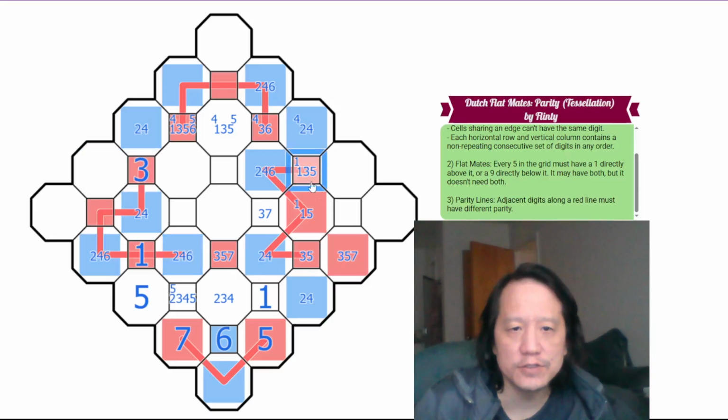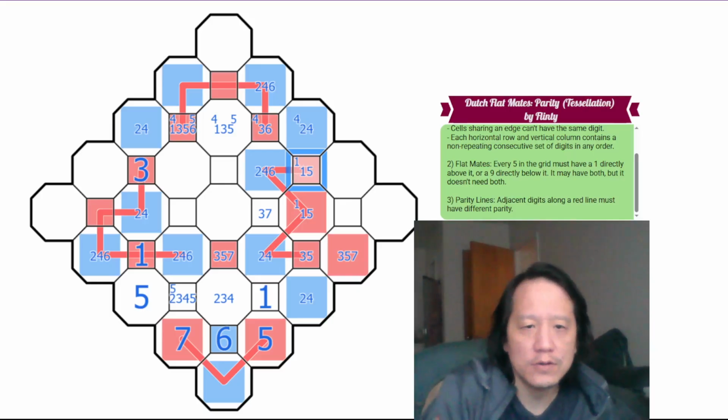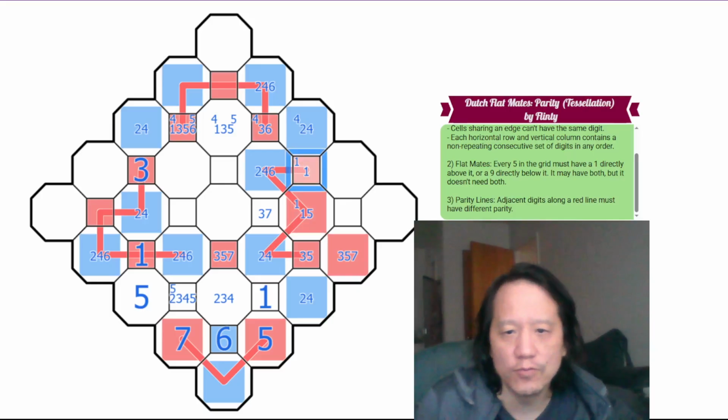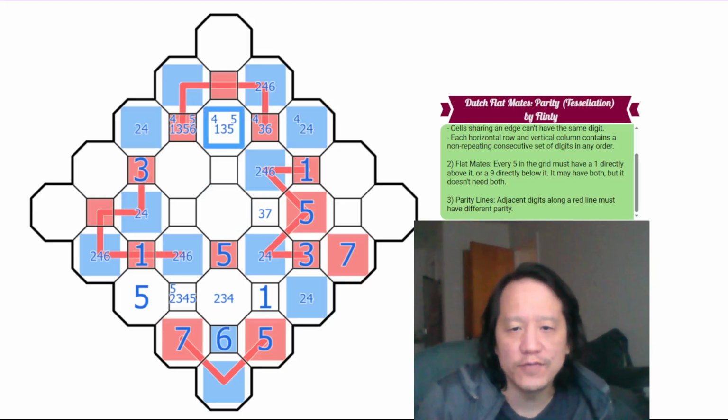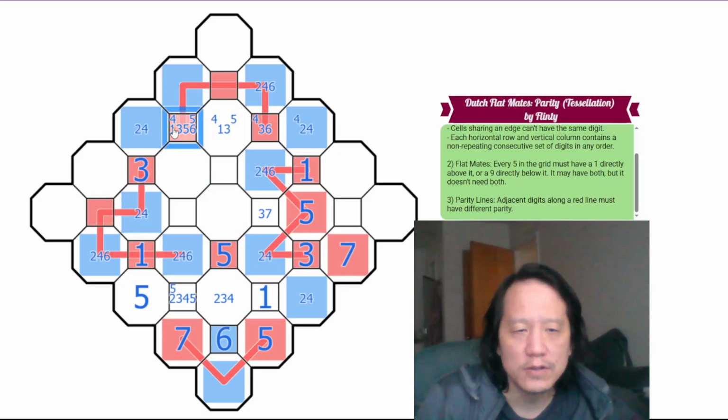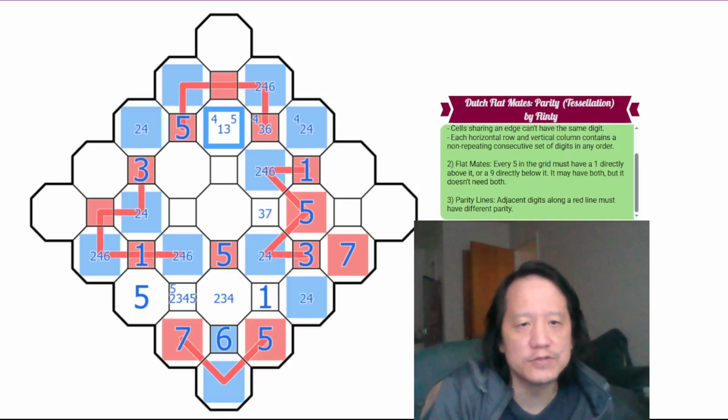3 eliminates 3 here. This can't be 5, therefore the 1 must be above the 5. 1 is here, 5 is here, 3 is here. This can't be 3 or 5, it's 7. This can't be 3 or 7, it's 5. That eliminates 5 from being here. That means this has to be 5 here. This is 3, which forces this to be a 1.